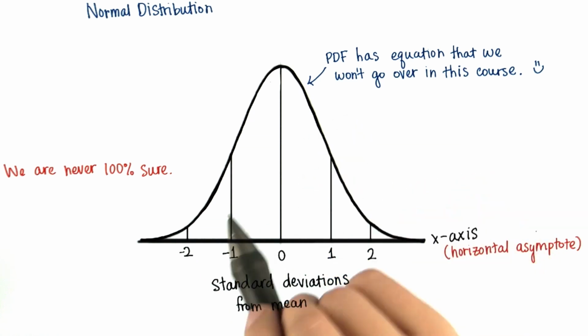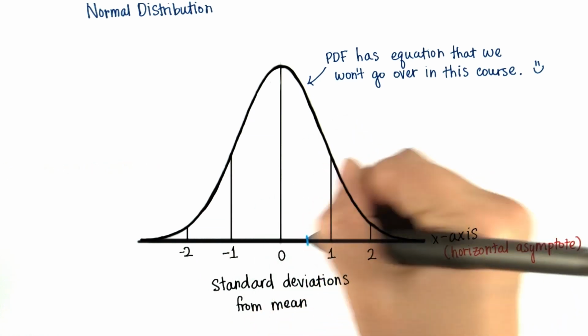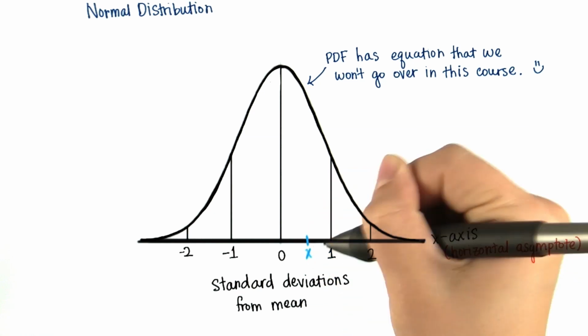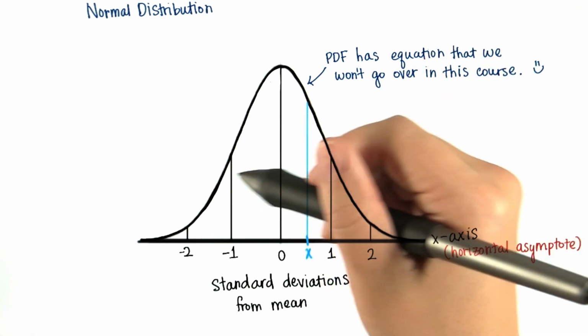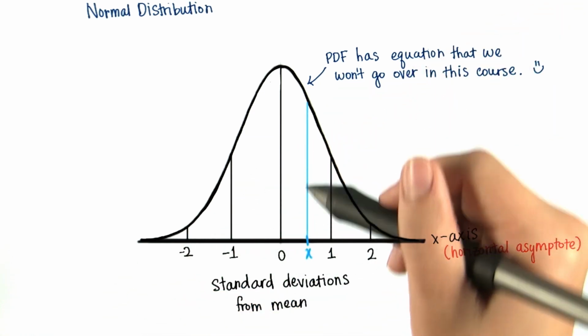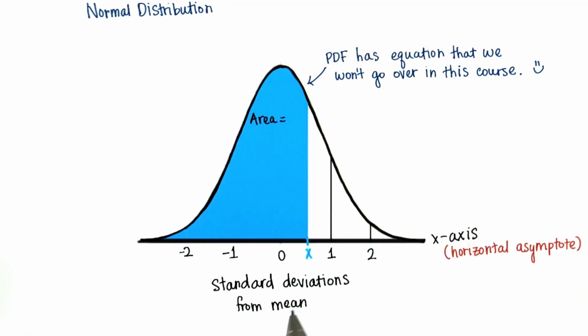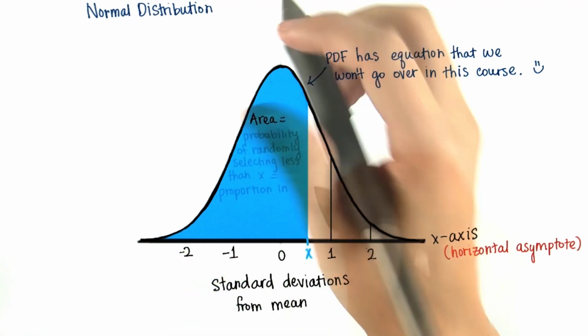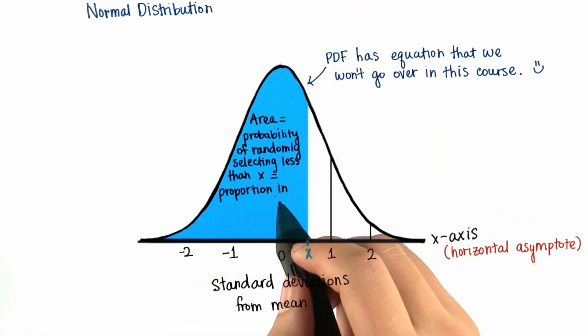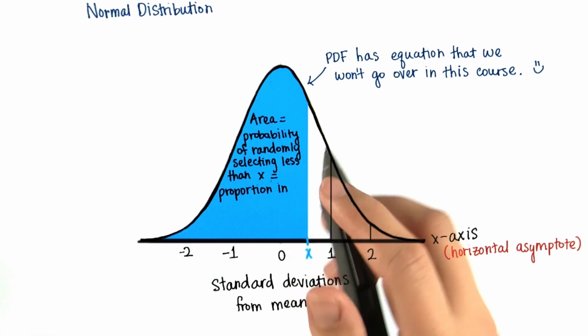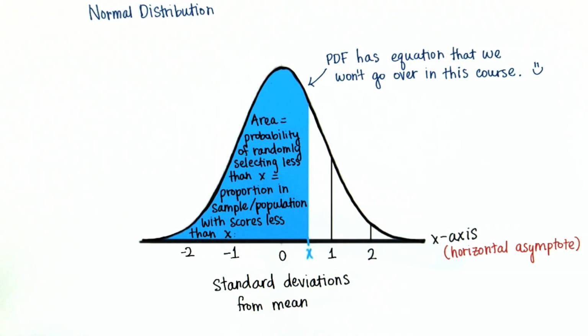So basically what you have to remember is that if we have a certain value, let's just call it x for now, the area under the curve from negative infinity to x is equal to the probability of randomly selecting a subject in our sample less than x. And this is equal to the proportion in the sample or population with scores less than x. If this probability is 80%, then we say x is the 80th percentile. If this probability is 90%, we say x is the 90th percentile, etc.